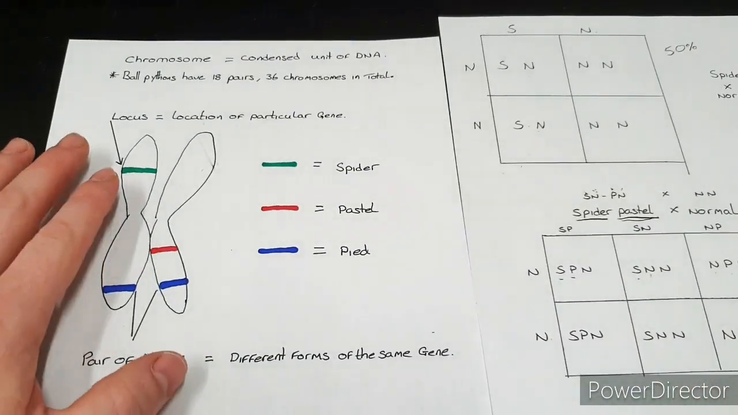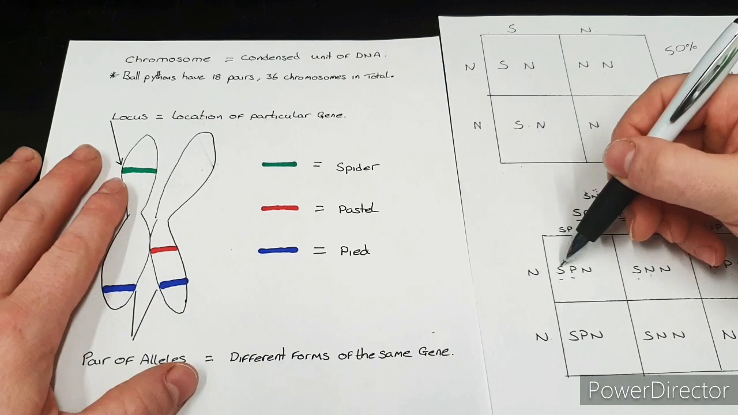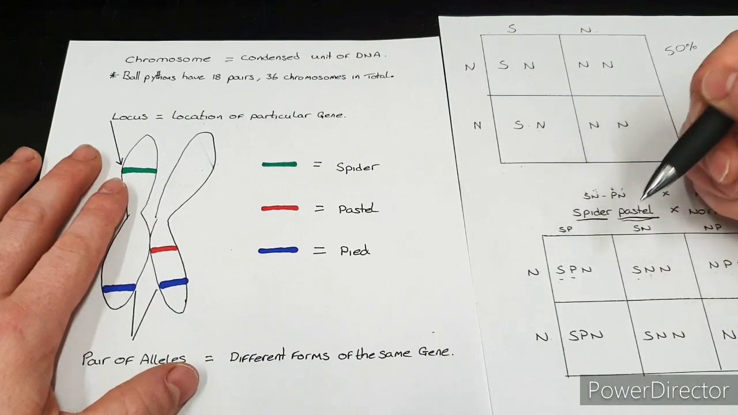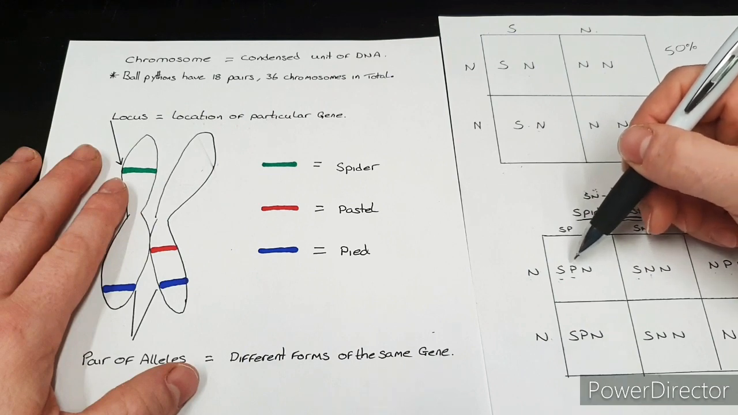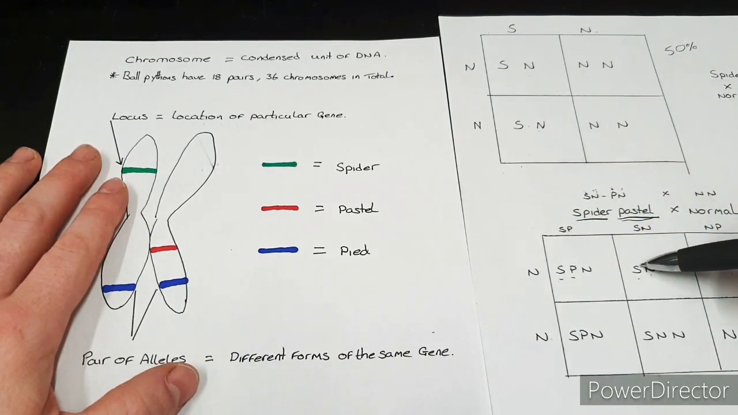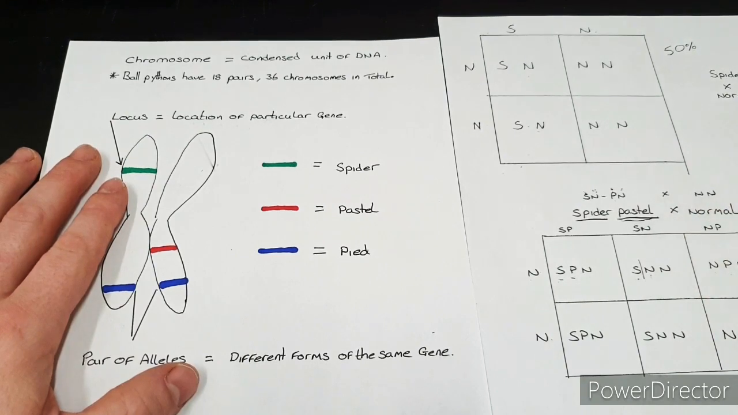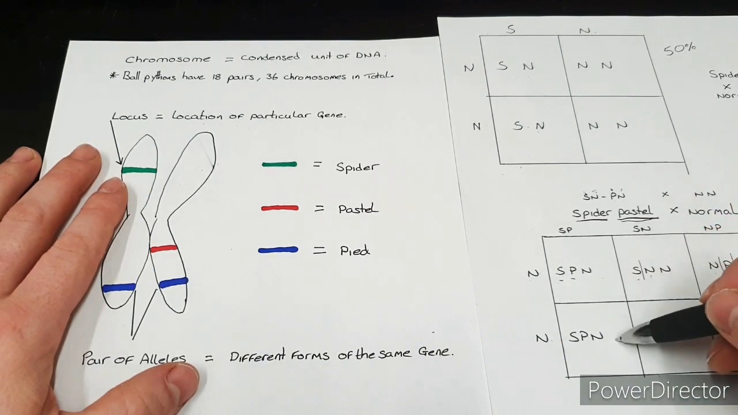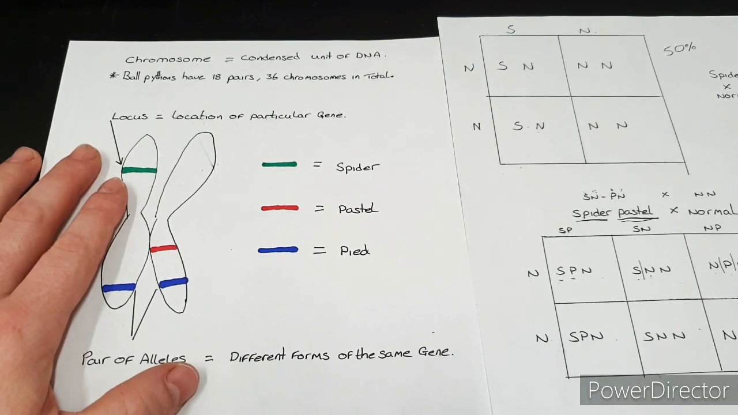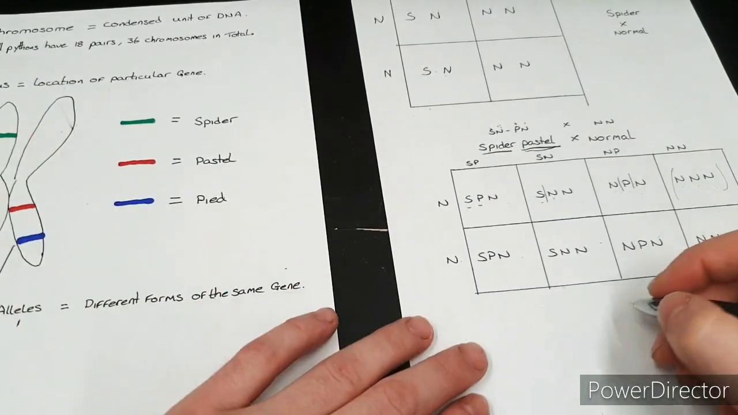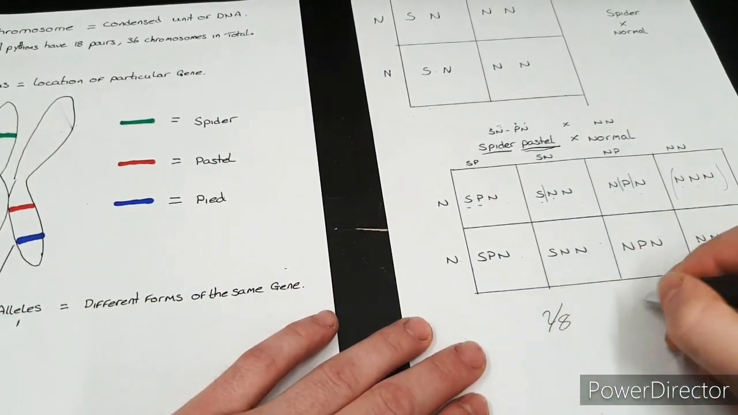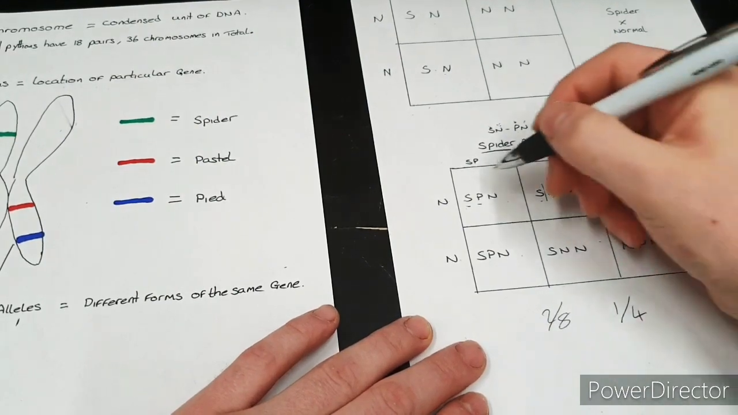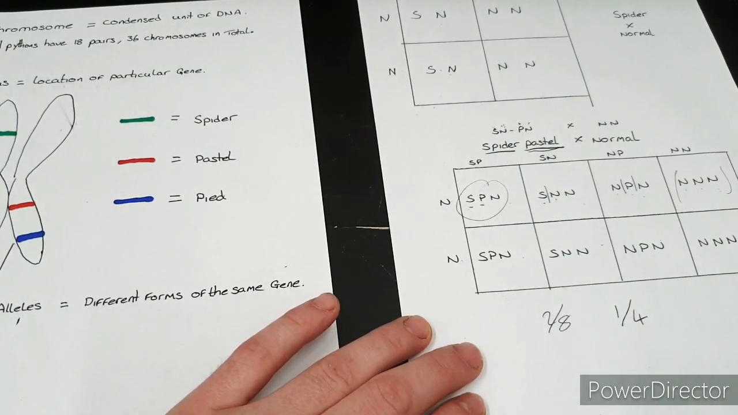So to work out what you've got, you have one copy of the spider gene, one copy of the pastel gene. So that is a bumblebee, spider, pastel. That only has the one copy of the spider. This has the one copy of the pastel. This is a normal. So you can see you've got two bumblebees, two spiders, two pastels and two normals. So that's a 2 in 8 or 1 in 4 chance of hitting the bumblebee.